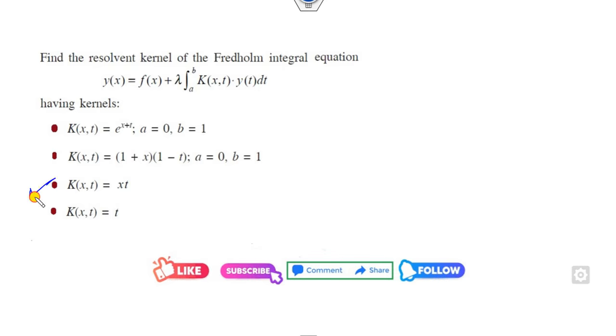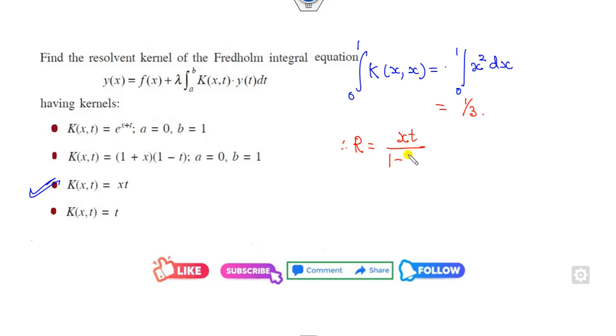Look at this next question here. Again, can you find this value? Integration from 0 to 1, it will be x times x, that is x², dx. So what is the integration of this? It's 1 over 3. So what is the resolvent kernel? That is K(x,t) divided by 1 minus lambda over 3, provided lambda should be less than 3. So what is the answer of this? 3 divided by (3 − lambda) times xt is the right answer.